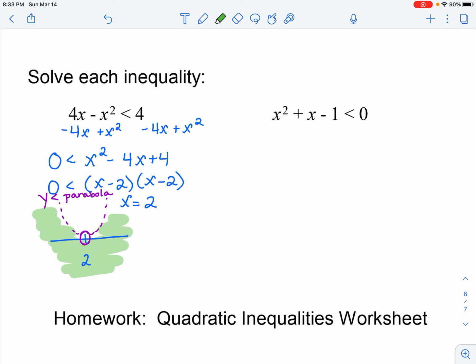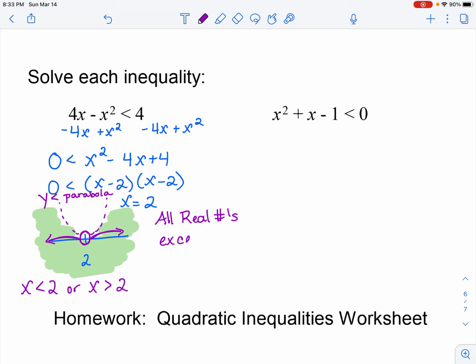So this is one of our special cases. Generally speaking, when you get a single x value, you've got one of your special cases. All right, so when I go to write my solution, I've got everything to the left of 2, everything to the right of 2, but I cannot actually include the 2. So I would say x is less than 2 or x is greater than 2. You could also say it's all real numbers except for 2.